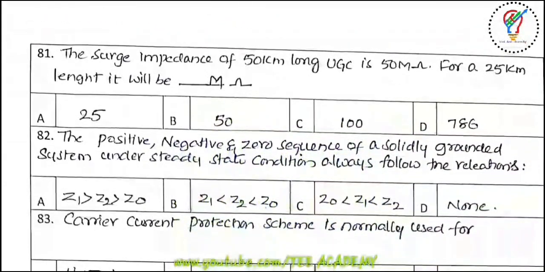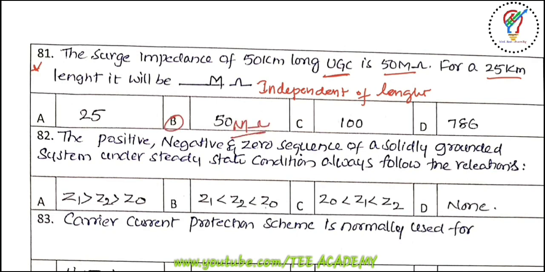Next one, the surge impedance of a 50 kilometer long underground cable, UGC means underground cable, is 50 ohms. For a 25 kilometers length it will be dash ohms. So remember, it's very important, a simple question here. Surge impedance is independent of length, so it does not depend upon length. The options are 25, 50, 100, 786. So when you say it is 50 ohms, it will remain 50 ohms only. The answer is B.